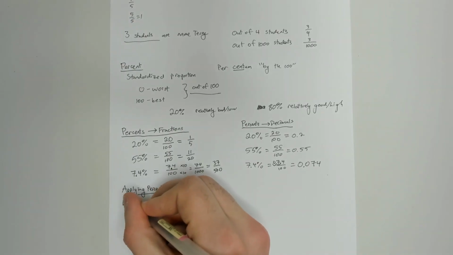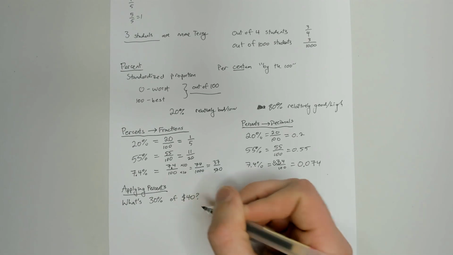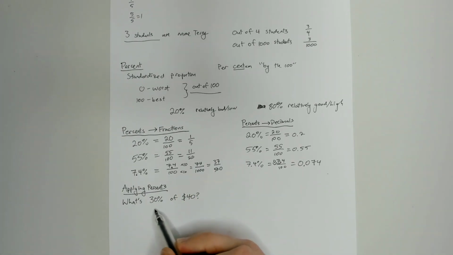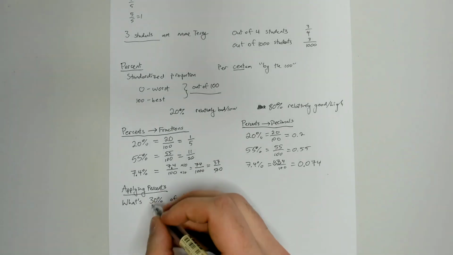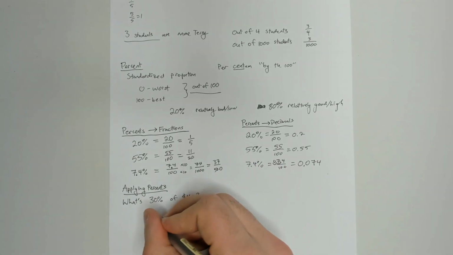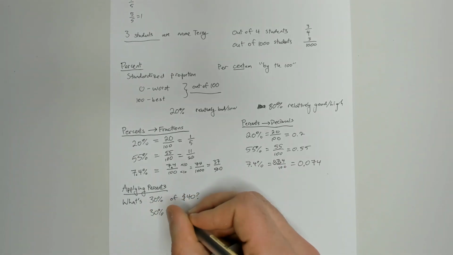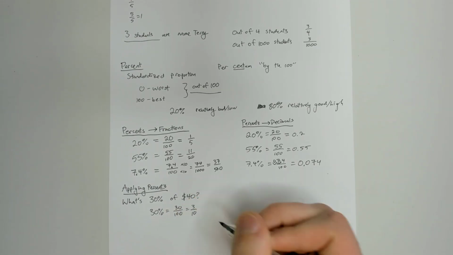If I asked you something like, what's 30% of $40? So we want to apply this proportion to $40, right? So we basically want to figure out what piece of $40 represents 30% of it. So what we can do is start by converting 30% into a fraction. So we know that 30% equals 30 out of 100, which equals 3 over 10.